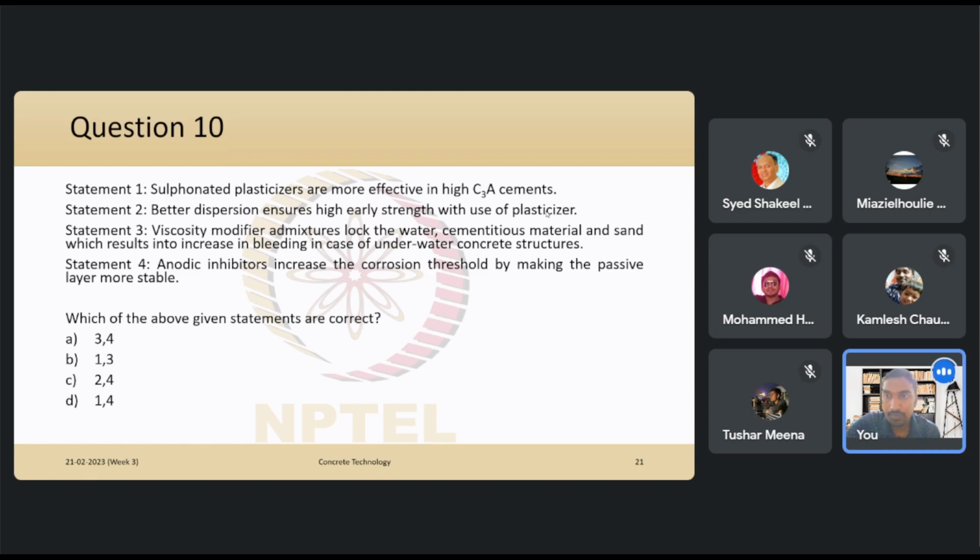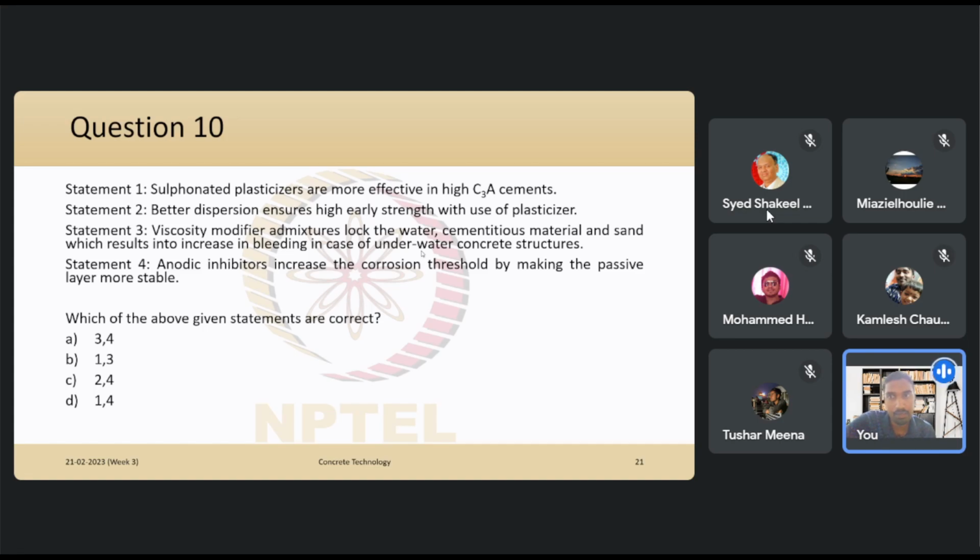So statement 2 is correct, right? Now statement 3 is viscosity modifier admixtures lock the water, cementitious material and sand, which results into increase in the bleeding in case of underwater concrete structures. So now there are two parts in this. The first one is just talking about the action, the mechanism of how the viscosity modifier is going to work. So right, it's going to lock the water, cement particles and the sand together, right? So that is correct. When we use the viscosity modifier, all the three components are going to come together, right?